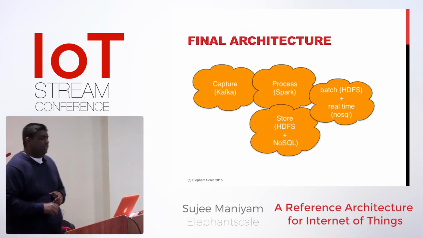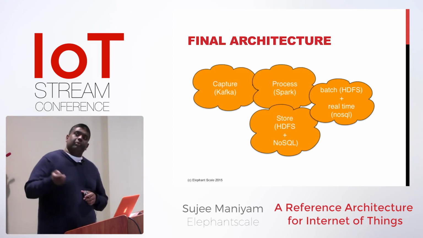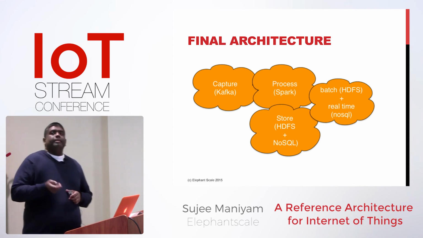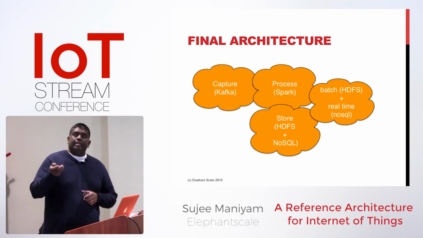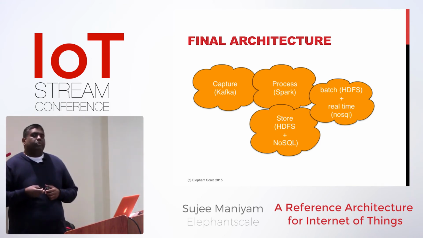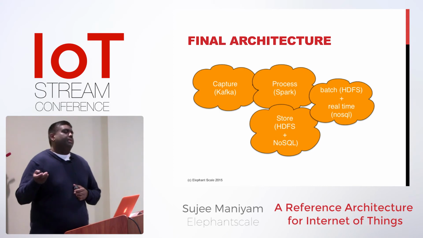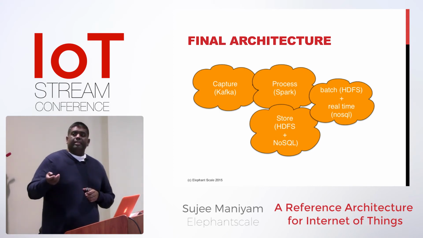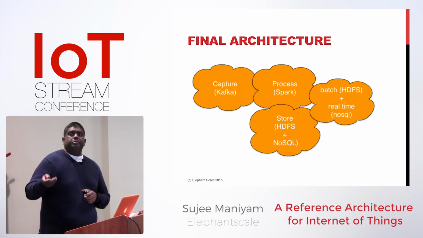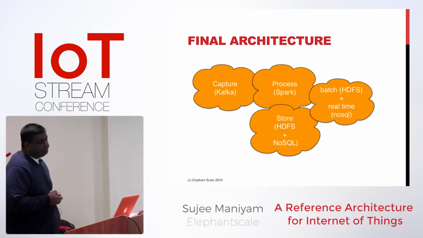So this is the final architecture. We've gone through all the components. Capture is done by Kafka. Events come in here, and events are then pulled by Spark Streaming to process in near real time. Then the events are saved to HDFS for long-term storage, and also pushed to a NoSQL that may only keep recent data, like the last 1 month or 3 months of data. And we query both storage systems. Batch queries go here, real-time queries go there.